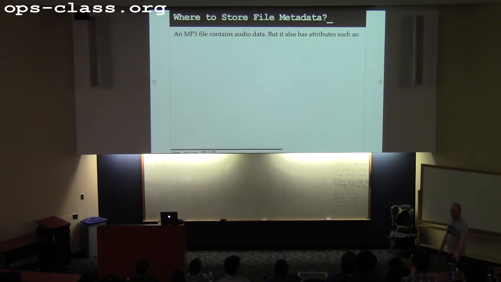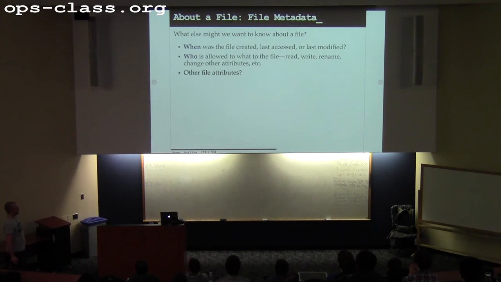So I just want to pause briefly and talk a little bit about file metadata, right? Because there's other information that we associate with files, and there's this interesting design question about where this information should go. So actually, let me back up a minute. When you open a file on your computer, what else might you want to know about it? Well, I'm assuming I know the path. Size, okay, yeah. Type, what does that mean?